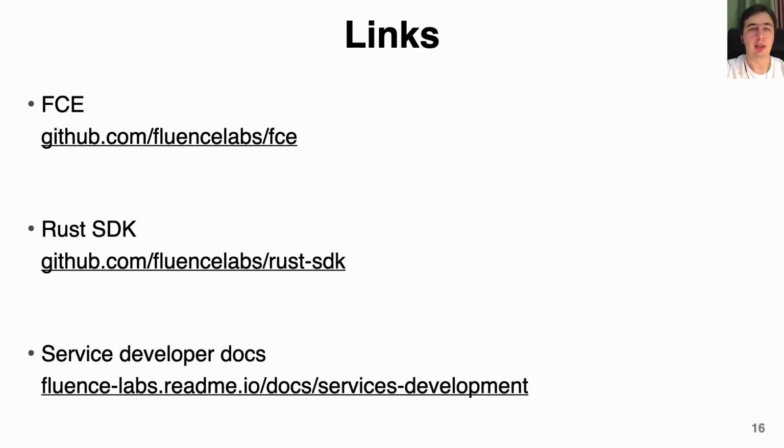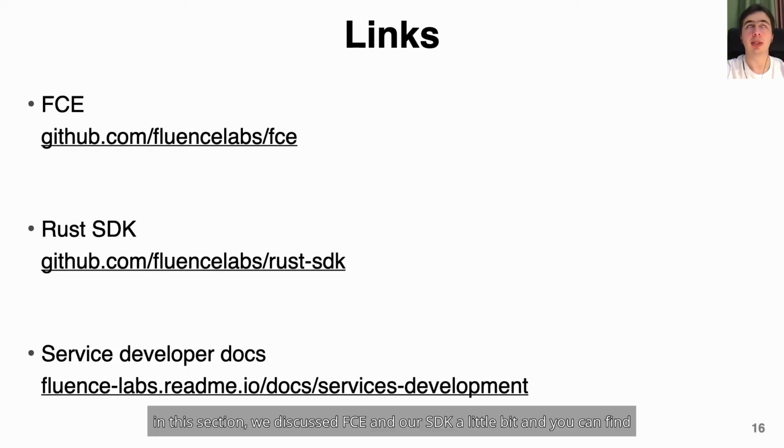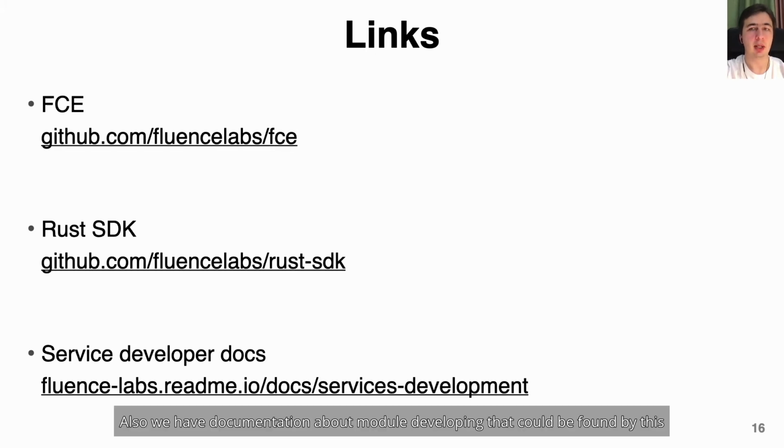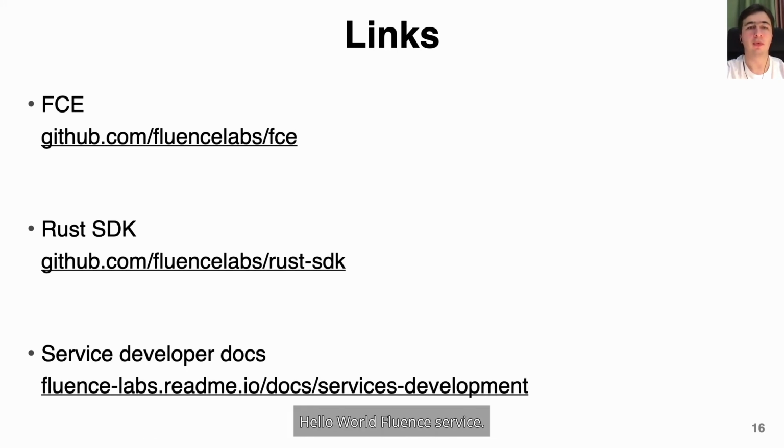Finally, in this section we discussed FC and our Rust SDK a little bit, and you can find a repository for them by these links. And we also have documentation about module development that could be found by this link. And in the next section, we will have a hands-on part with developing a simple Hello World Fluence service.